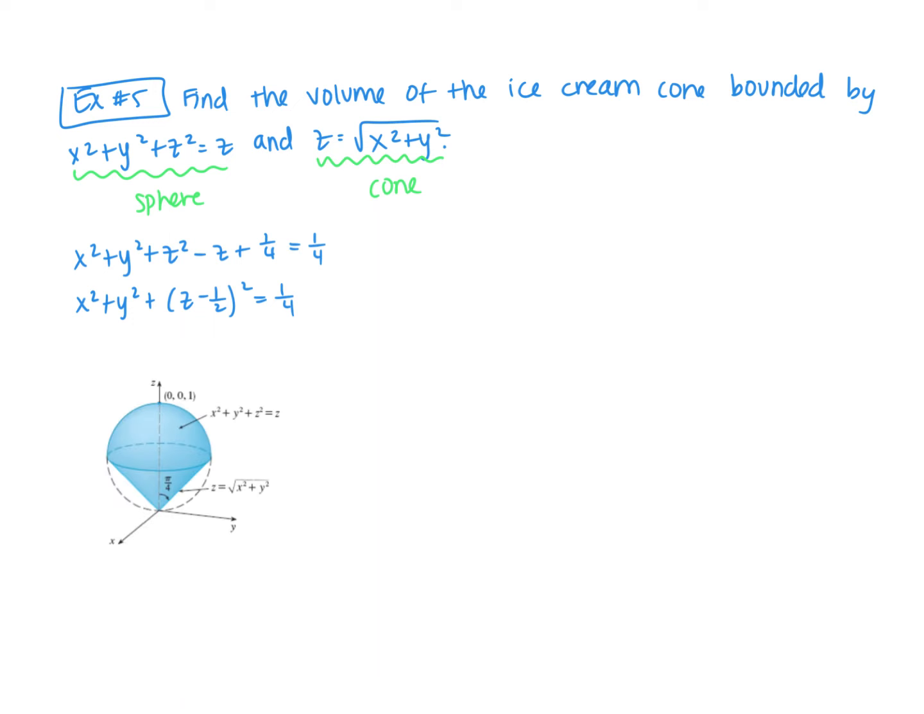Okay, that's what we're looking at. That is the ice cream cone. So you'll see that the sphere is moved up a half point along the z-axis, and then we have our cone that starts at the origin. So that's what we're looking at.